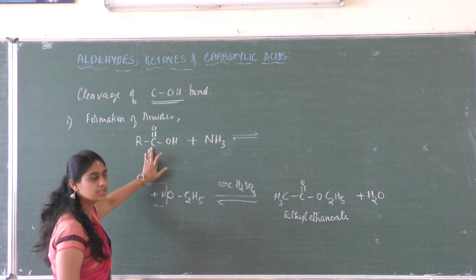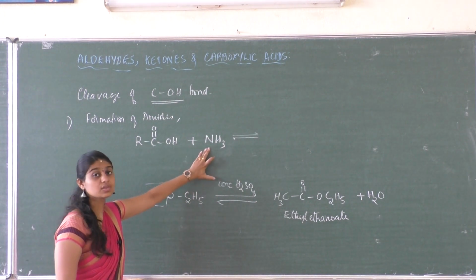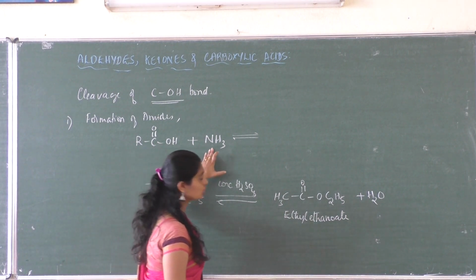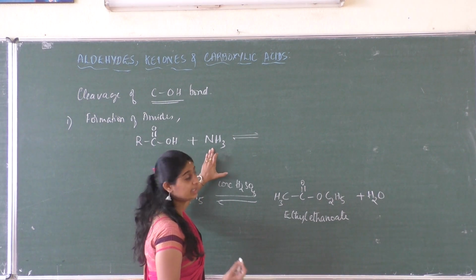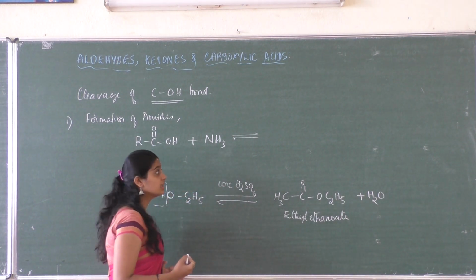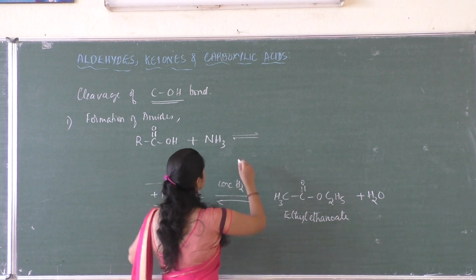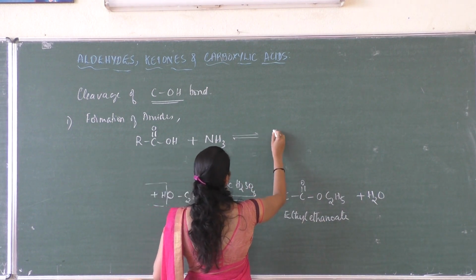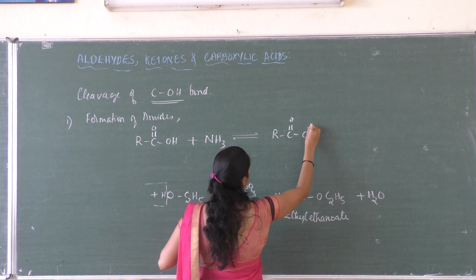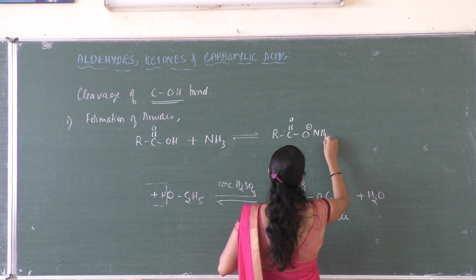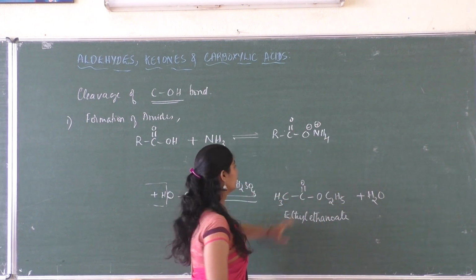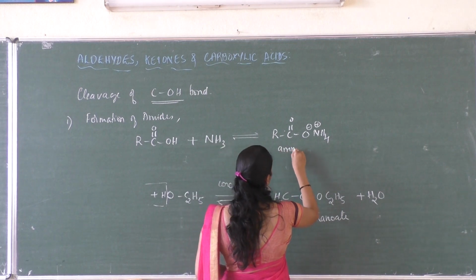so this is nothing but an acid and a base. So when an acid and a base react, we'll get a salt. So we'll get an ammonium salt, which on heating at elevated temperature will yield amides as the final product, that is RCOO minus and this becomes NH4 plus, or you can write it as RCOONH4. So this is nothing but the ammonium salt.